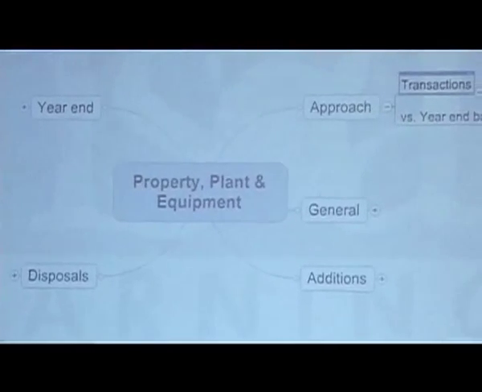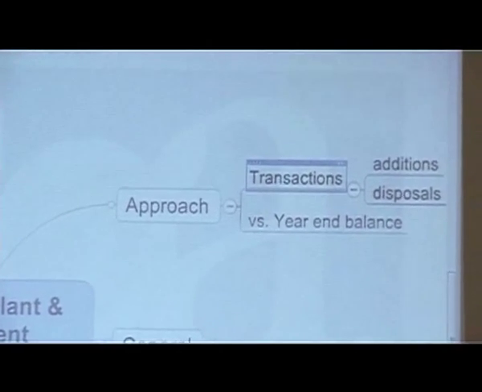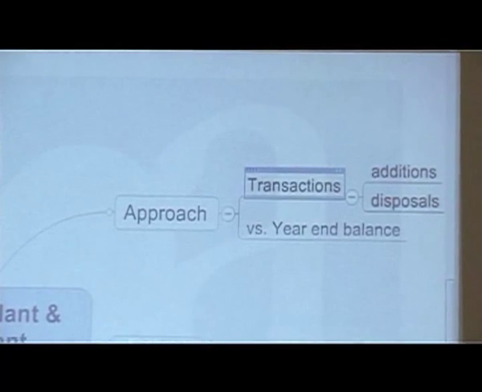So, from an approach perspective, the transactions that get put through the property, plant and equipment account are additions and disposals, the debits and the credits into that account. And obviously it is a year-end balance. So in terms of hooking up what assertions we need to hang on to this, we're going to have to address additions, we're going to have to address disposals, the 2 categories of transactions and events. And up here, we're going to also have to address the year-end balance.